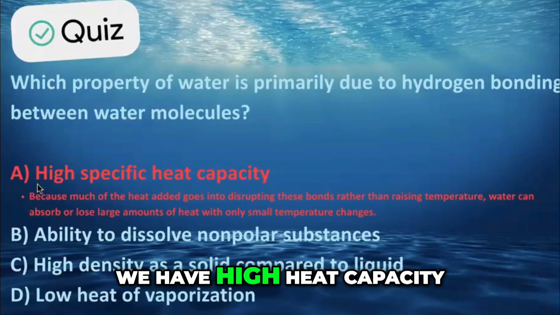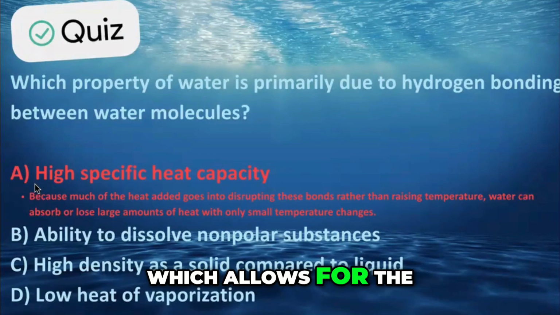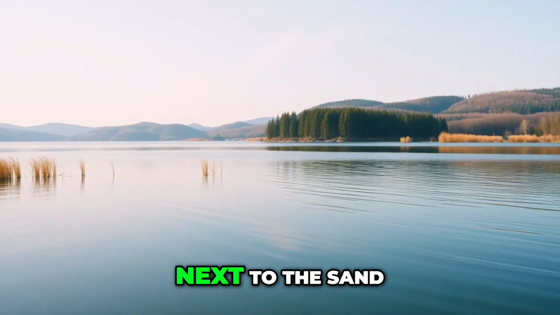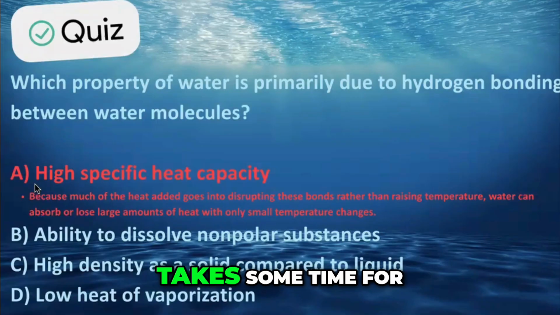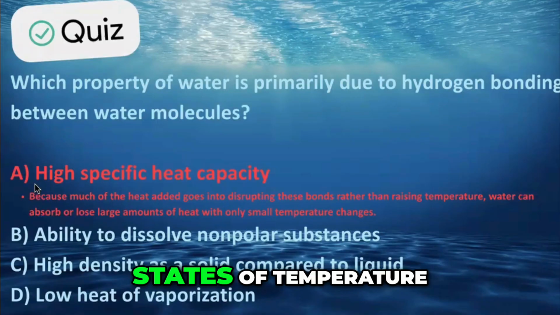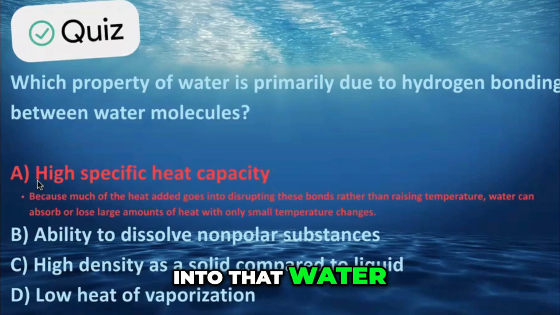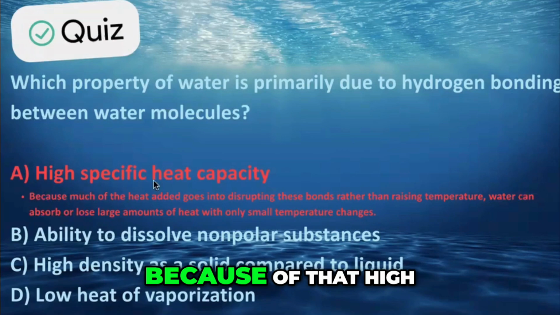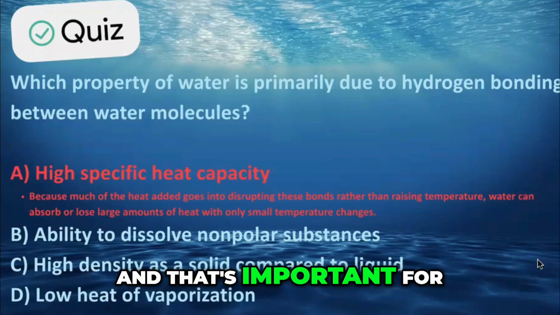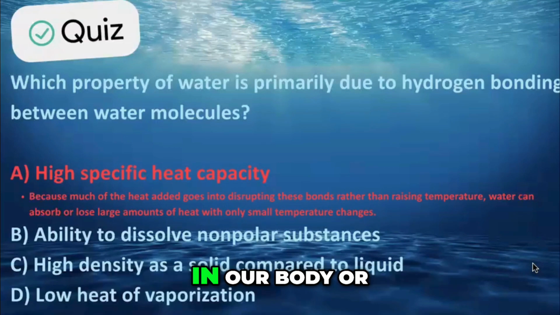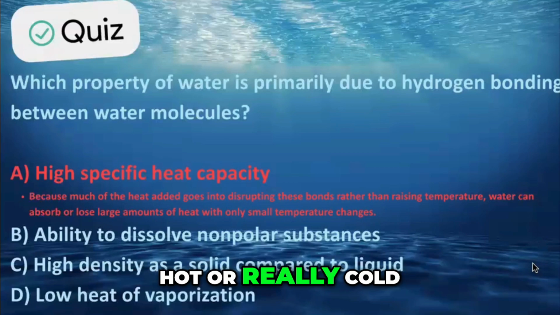As you remember, we have high heat capacity, which allows for the idea of oceans being able to be next to the sand on a really hot day. That means it takes some time for that water to change temperature. So even though it might be 95 degrees outside, you put your feet into that water, it's still going to remain a lot cooler because of that high heat capacity. And that's important for us as human beings and other organisms because the high water ratio in our body allows us to sustain an environment that could be either really hot or really cold.